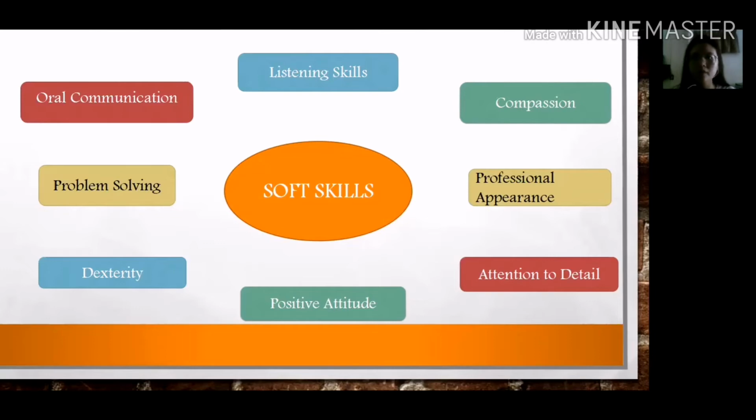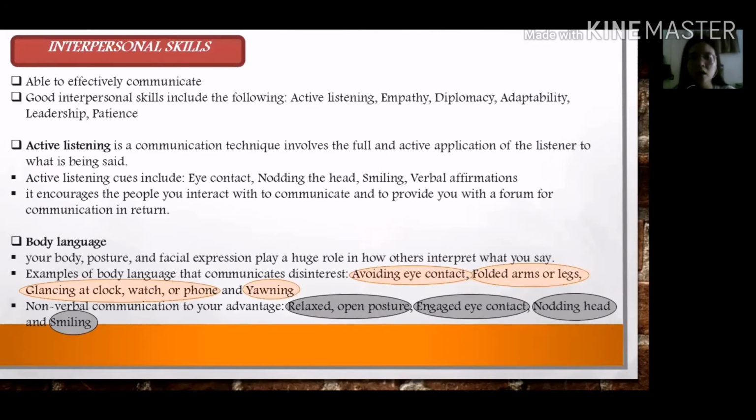In interpersonal skills, dentists should be able to effectively communicate with their patients. Good interpersonal skills include the following: active listening, empathy, diplomacy, adaptability, leadership, and patience. Active listening is a communication technique which involves the full and active application of the listener to what is being said. Active listening cues include eye contact, nodding of the head, smiling, and verbal affirmations.